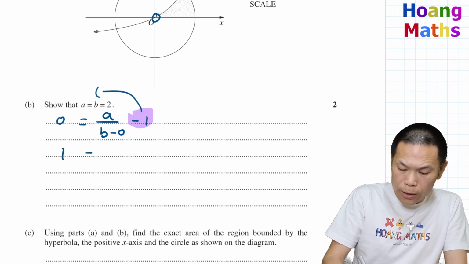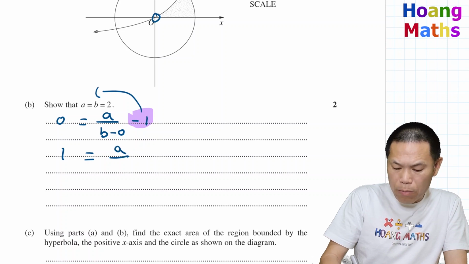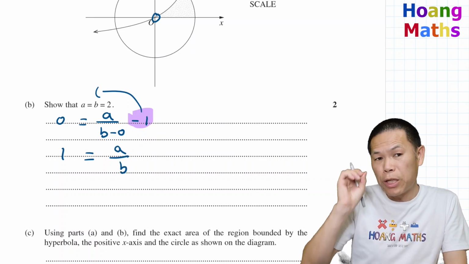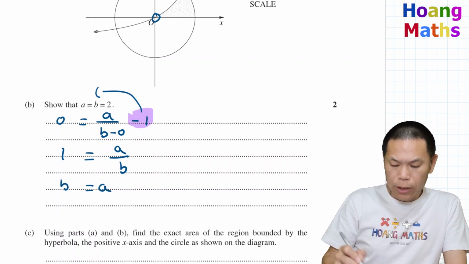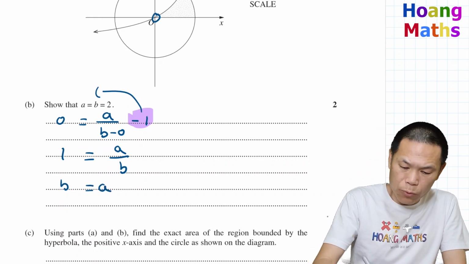So that means 1 is equal to A over b minus 0, which is b. And I times b on both sides. So that means b is equal to A. So keep that in mind. Okay, first step we're done.